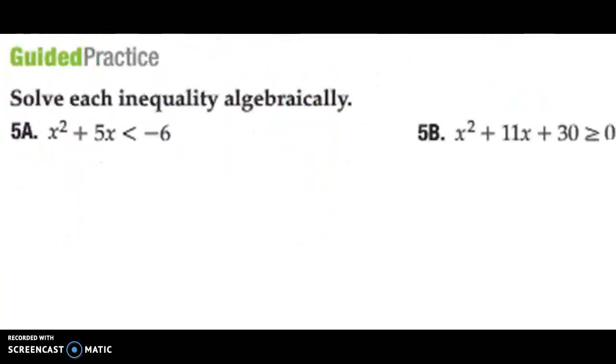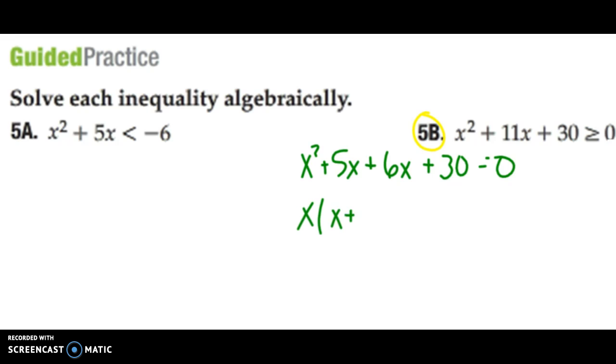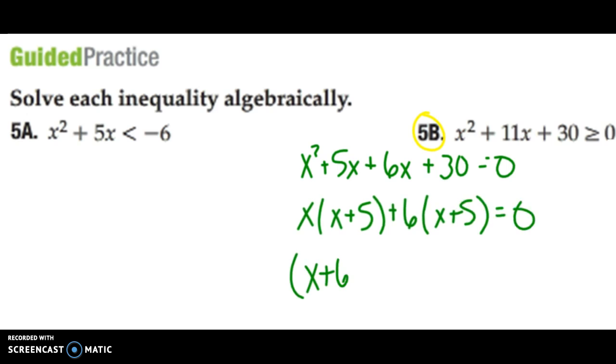Here's a guided practice problem. You can try letter B. What we're going to do is think of the two numbers that multiply to 30 and add up to 11. That would be 5 and 6. So we end up getting x squared plus 5x plus 6x plus 30 equals 0. We take an x out, x plus 5, and we take a 6 out, x plus 5, equals 0.